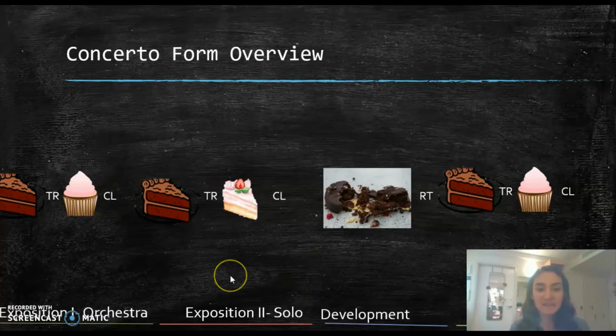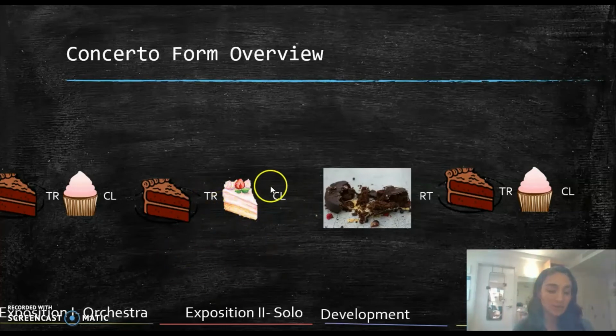Our second exposition will actually be played by a soloist. So concertos are usually used to feature a soloist. So there's going to be lots of virtuosic passages that the soloist is going to get to play. We're going to show off that soloist as much as we can. So they'll play the primary theme again. They will have a transitional section, but this one actually will modulate to the new key. This is our secondary theme again.